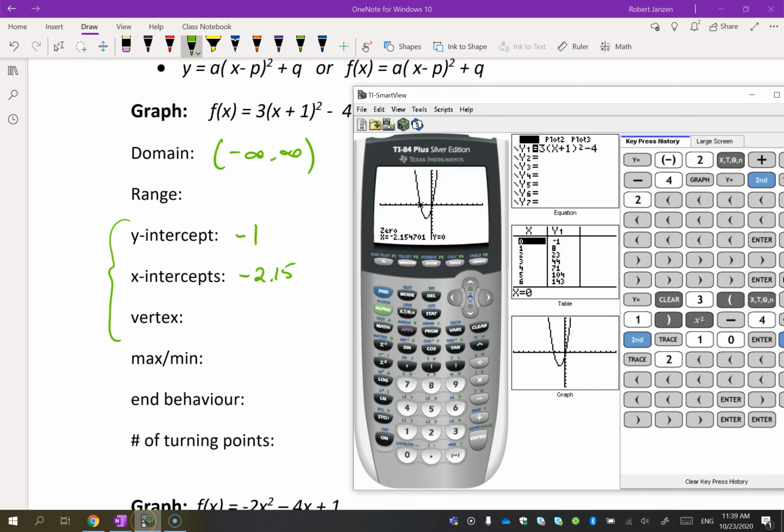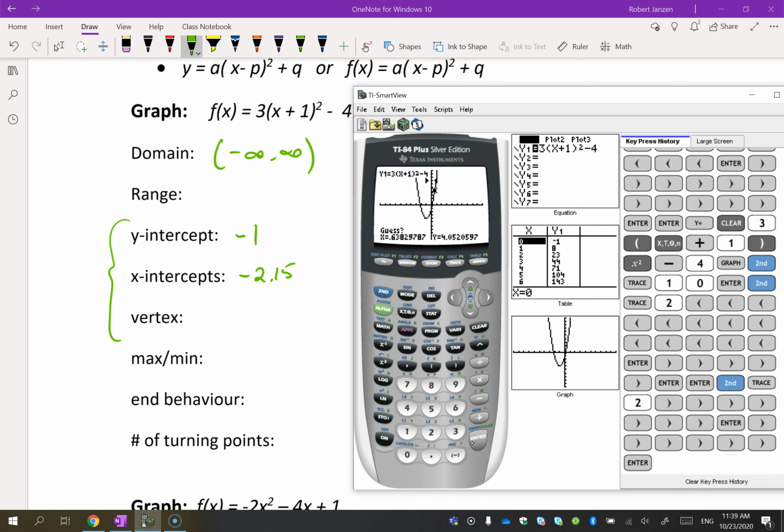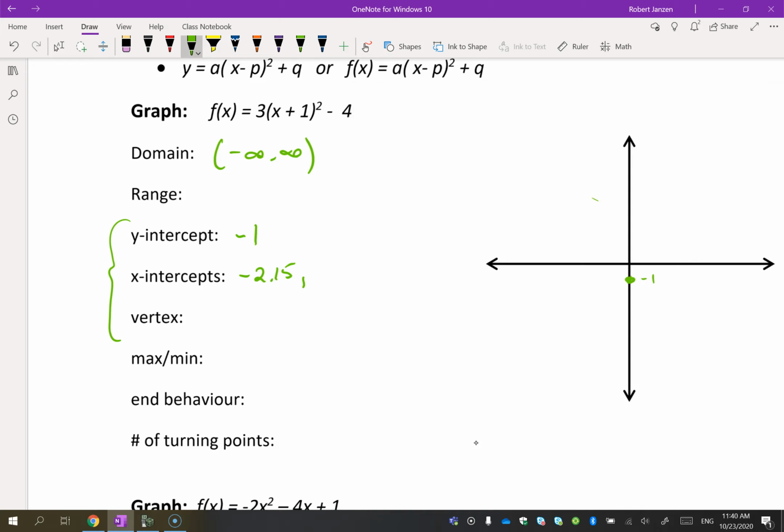Okay, now what I want to do is do the same thing. So I'm going to go to trace, 0, and now I'm going to set the left bound, well, let's go somewhere around here, and the right bound on the right side of the second intercept. Okay, and this time it's 0.15. So you can see, I'm going to label this 0.15, and I'm going to label this one negative 2.15.